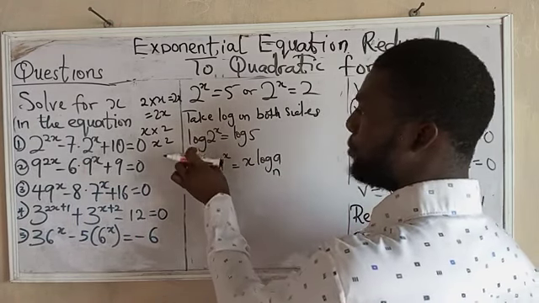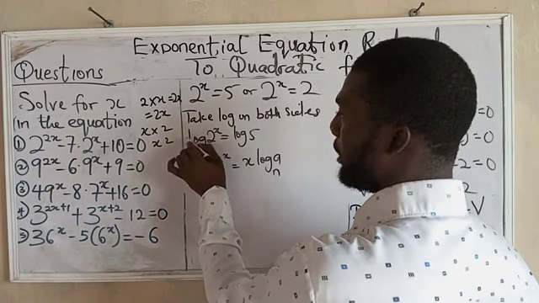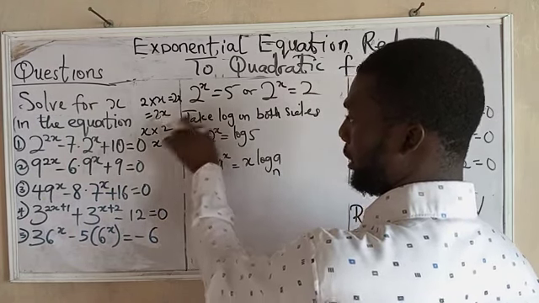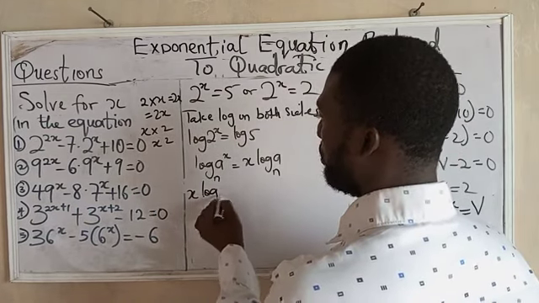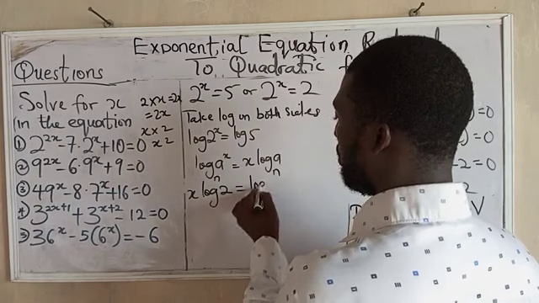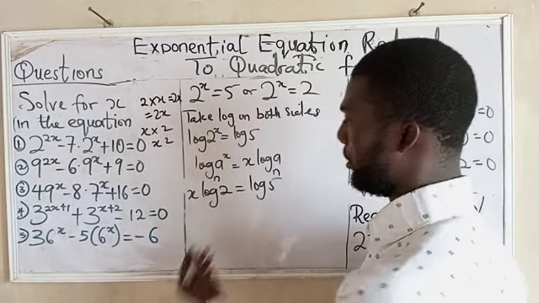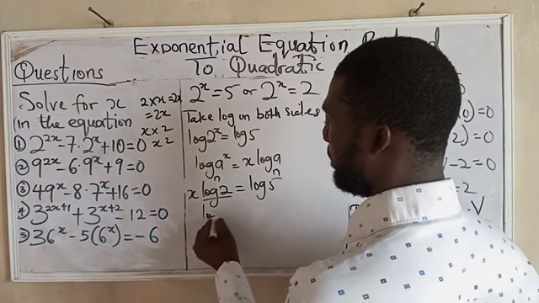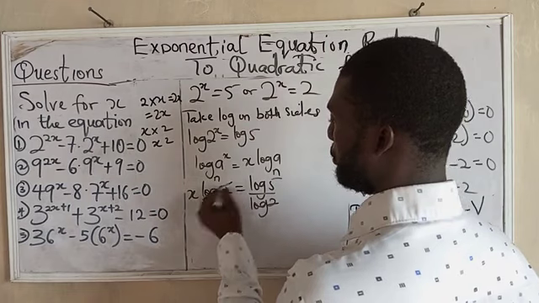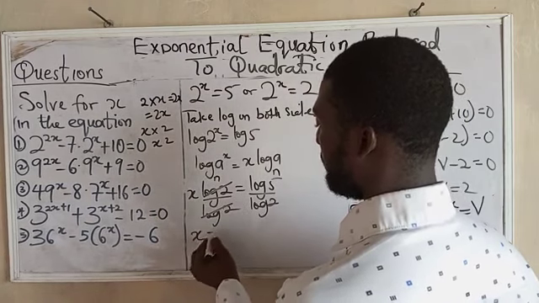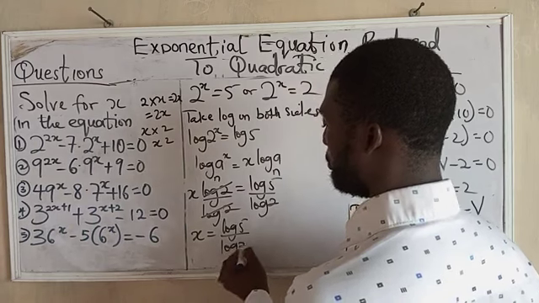So that is the property we are going to apply here, which means that the power we see here, we are going to take it to the front of log. So we have x log 2 equals log 5. Because we want to find the value of x, we divide both sides by log 2. So this cancels and we have x equals log 5 over log 2.